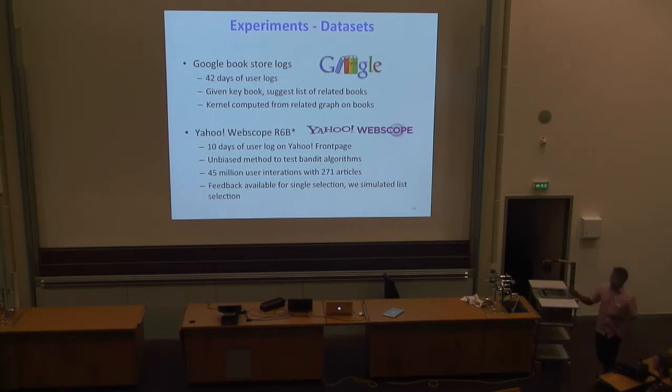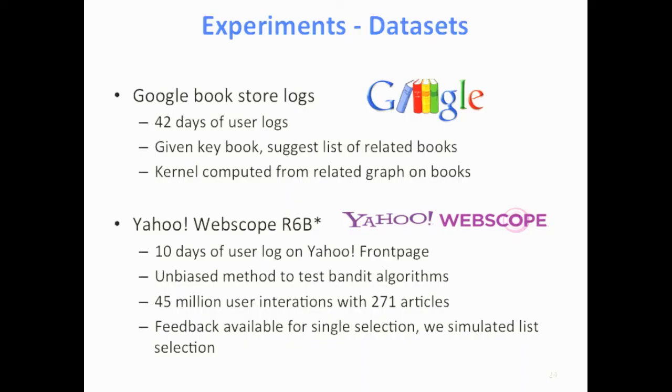And the other one was because of this data set that Yahoo released, which was the news article recommendation data set. This is available for free for people who request for it. And this had like 10 days of user log on the Yahoo News front page property. And basically this data set is an unbiased way to test bandit algorithms. And we had 45 million user interactions with about 271 articles. So the feedback was available only for single selection, but there are ways to extend this to multiple selection feedback as well, which is what we used in this paper.